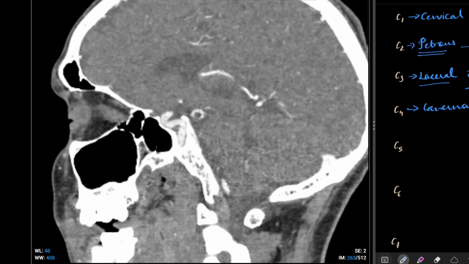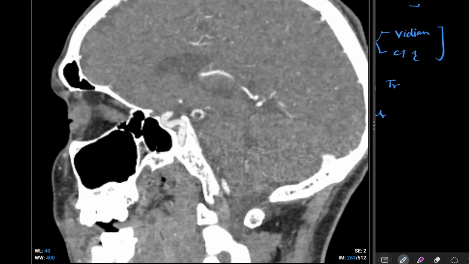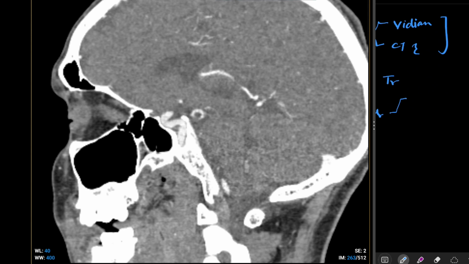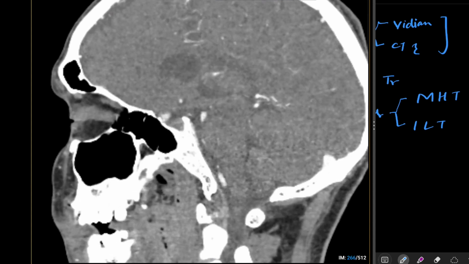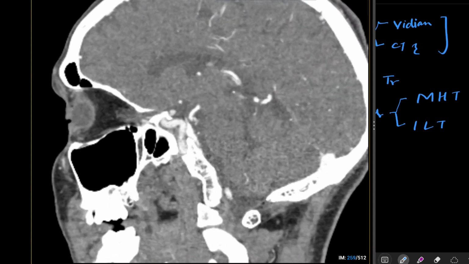Since it is an even segment, we know that it gives two branches. The two branches are the meningohypophyseal trunk as well as the inferolateral trunk. The meningohypophyseal trunk usually arises from this part, that is the genu part. Usually, they are too small to delineate on a CT angio. The meningohypophyseal trunk supplies the pituitary, the tentorium, as well as the clival dura.